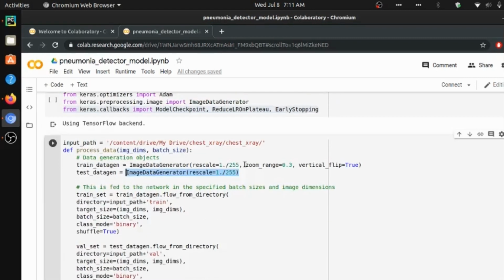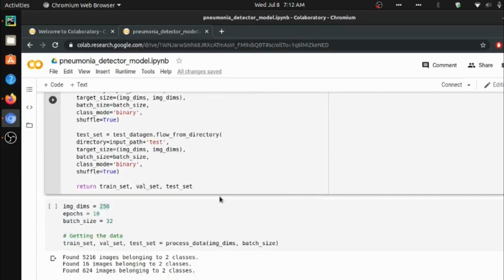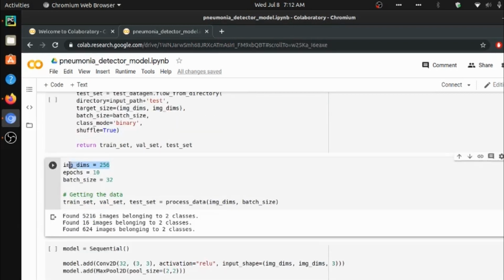So this is what we have done for pre-processing the data, in order to remove the bias between pneumonia and normal, and in order to make our data much more consistent in size and much more random in the features, in order to train our model much more efficiently. So image_dims, we have specified it to be 256.